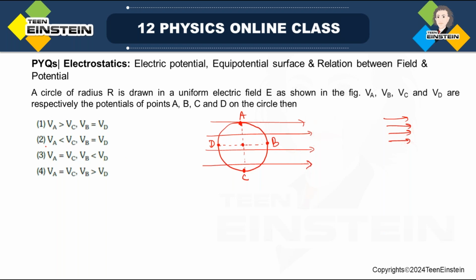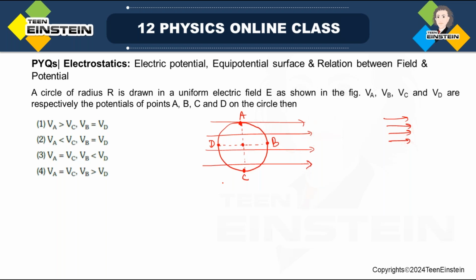Now, look at the options over here. VA, VB, VC, VD are the potentials at A, B, C, and D respectively. Then you have to find out the relation between these potentials. First option: VA is greater than VC, then VB equal to VD. The second option says VA less than VC, VB equal to VD. So you have to tell me where the potential will be the same.